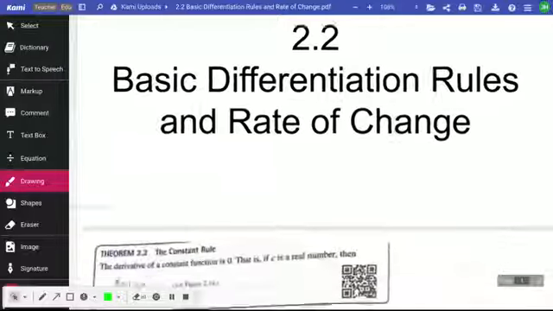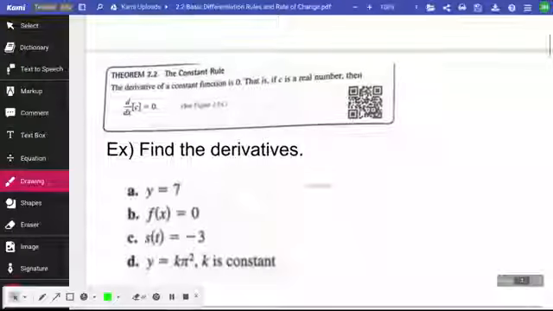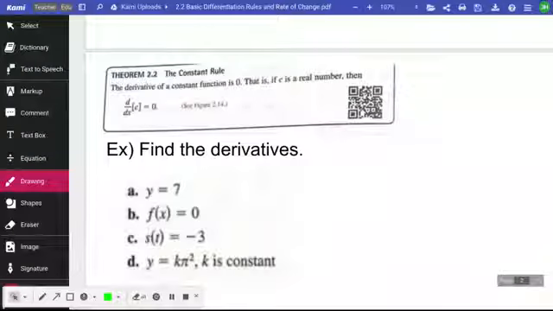Okay, all right, so first thing we have is the constant rule. It says the derivative. So derivative is our concept that we talked about. We did the definition of the derivative last week, and we had to do that long limit as delta x approaches 0 of f of x plus delta x minus f of x all over delta x. That's the definition of derivative. You're going to learn some shortcuts today.